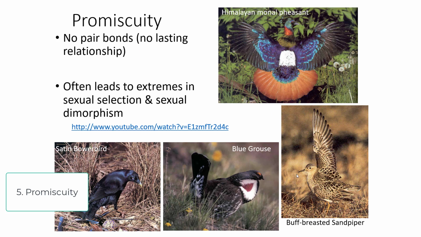Promiscuity has no lasting relationships, such as the Himalayan monal pheasant. These males display a whole bunch. They show themselves off. A female will come and mate and leave. And they don't even call each other the next morning. She just goes and lays eggs. So other examples, satin bowerbird, blue grouse, these often lead to extremes in sexual selection and sexual dimorphism, where all the male is doing is advertising a whole bunch and giving some sperm. And the female is going to be laying the eggs and doing most of the raising.